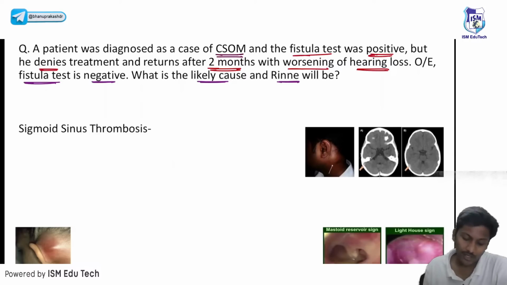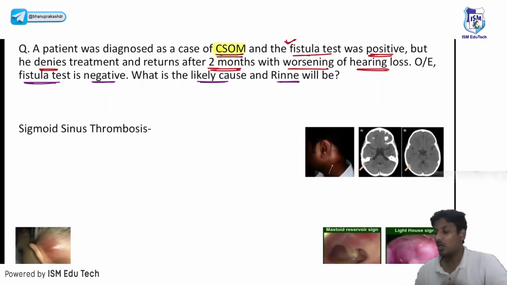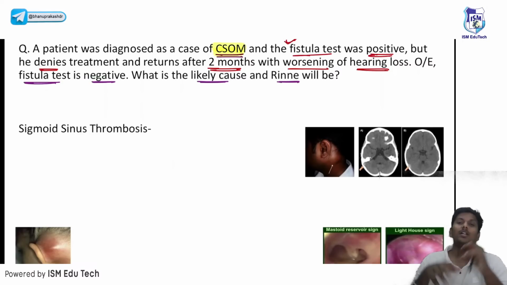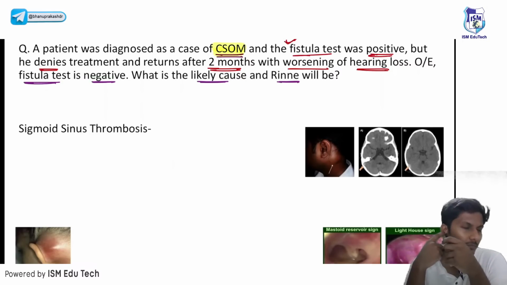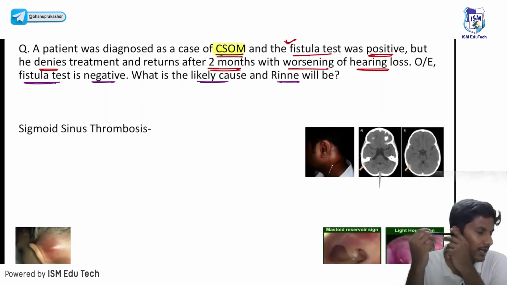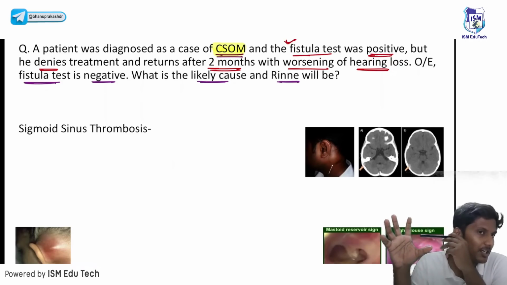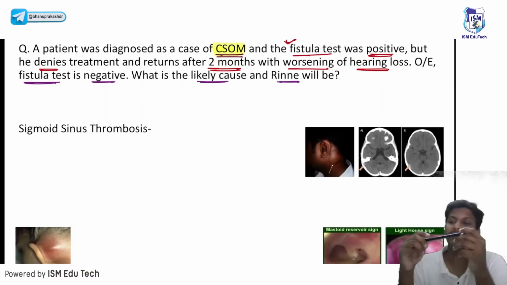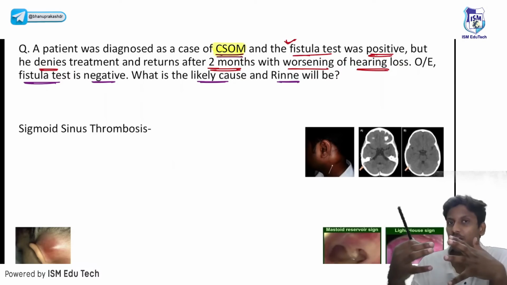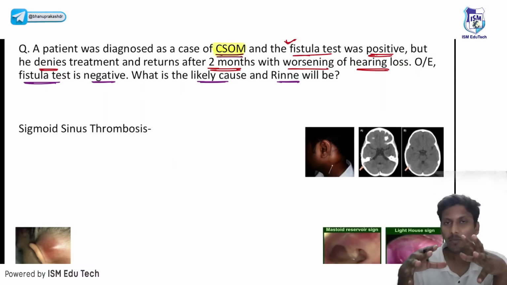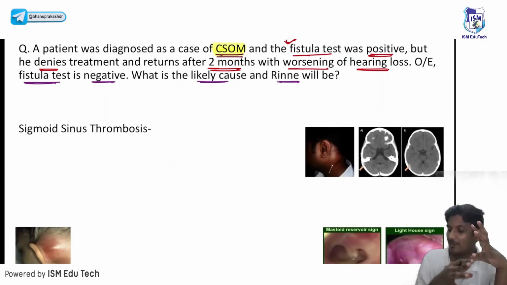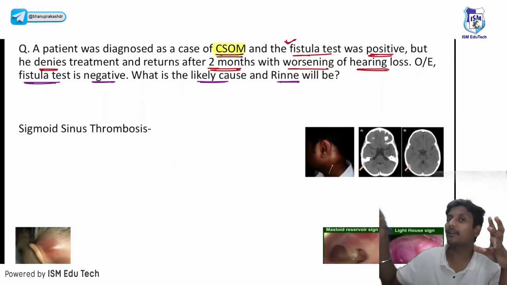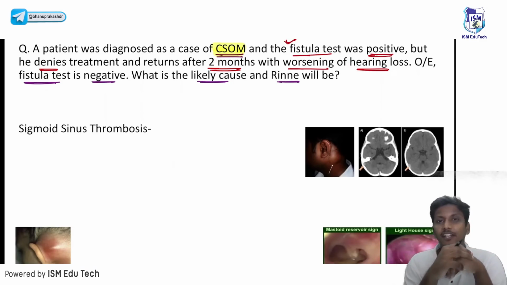Now let's understand this question. The patient is a case of chronic suppurative otitis media, and when he came to us, the fistula test was positive. What is done in the fistula test? Please remember, we will use a Siegel speculum. We will insert the nozzle inside the ear, and then with the help of a bulb, you will keep on changing the pressure inside the external auditory canal. This changing air pressure will not cause any problem in you, because it is not directly reaching the semicircular canal. Therefore, you will not experience any kind of vertigo.